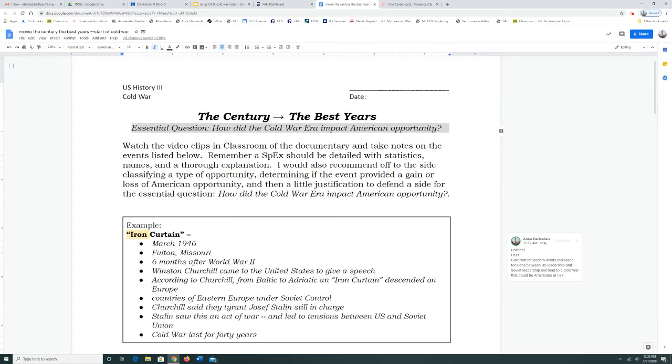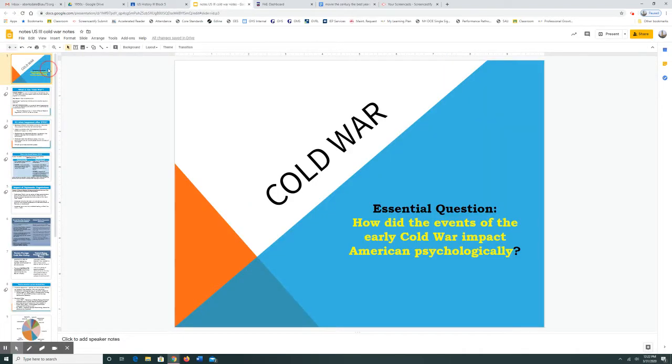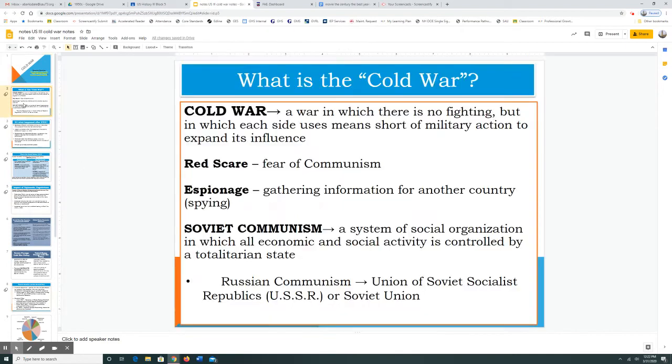I will talk about the directions in a second, but I also want to draw your attention to something I call supplemental. This is a note taking activity that I would normally give about the start of the Cold War and how the early events of the Cold War impacted Americans. Normally, there's an essential question which you can ignore, but I would encourage you to actually read through these notes. They're going to go over aspects of what the Cold War is. It's going to define some terminology that I'm going to use and expect you to know.